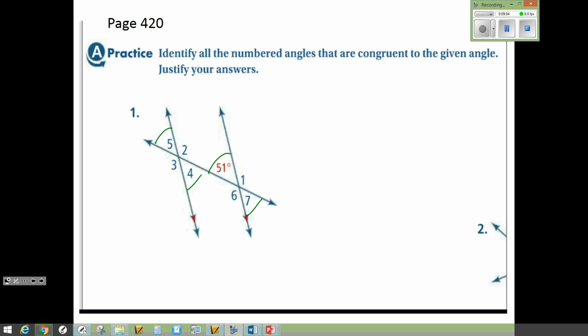Why is 7 congruent, class? Vertical angles. Why is 4 congruent? Alternate interior angles. And why is 5 congruent? It's alternate exterior with 7, but it's also corresponding to the 51 degree angle, right? Okay. Now, let's see here.